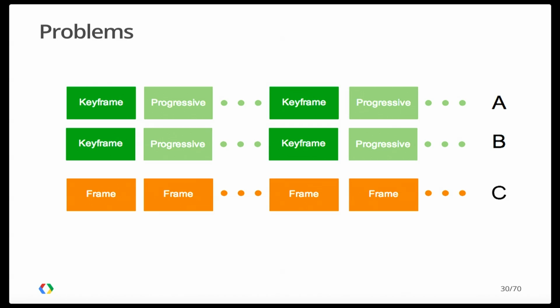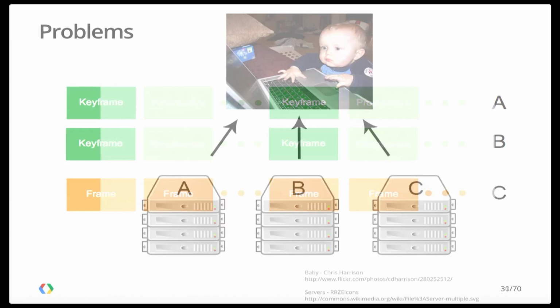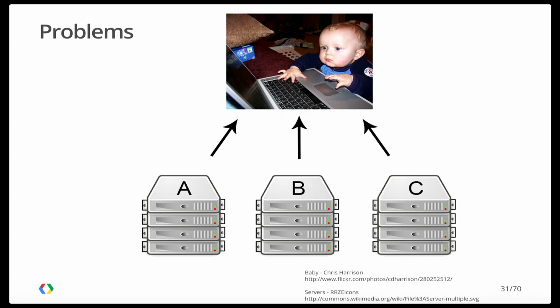The other major problem that we had was our caches. So at YouTube, we have a bunch of caches where we store our videos. This is shocking. Basically, this is what they used to look like. Formats A, B, and C for a video were all on different machines.